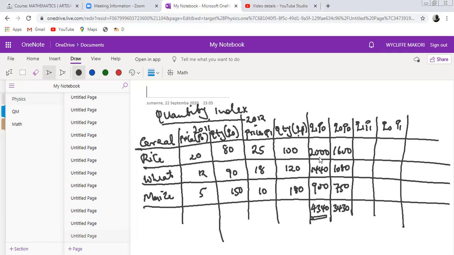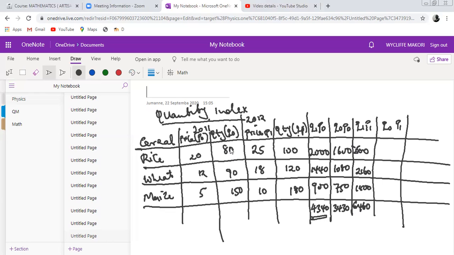For Q1P1, we have these two columns. The first one here is going to be 2500. Then we are going to have 2160. Then we have 1800. If you total that column, it's going to give you 6460.